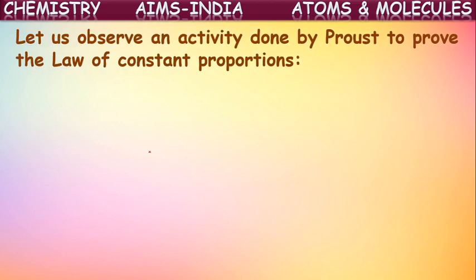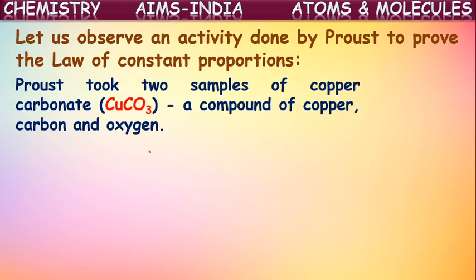Let's observe an activity which proves this law of constant proportions, the activity which was done by Proust to observe the constant proportions of the elements combined in a chemical substance. So what did he do? He took two samples of copper carbonate. Its chemical formula is CuCO3. Copper carbonate is a compound of copper, carbon, and oxygen. He took two samples of this copper carbonate.